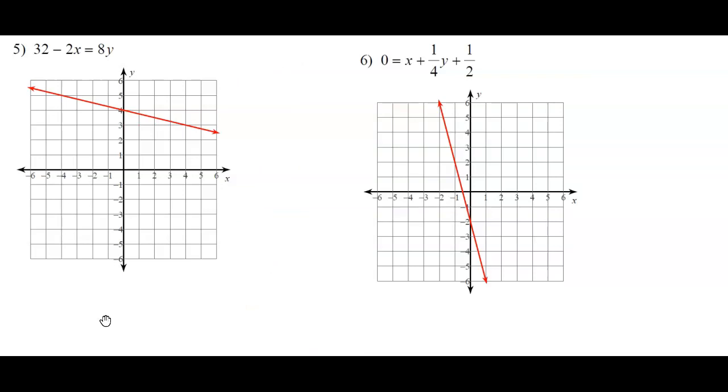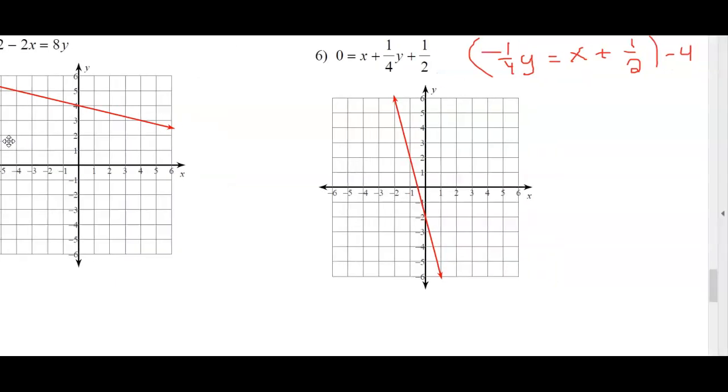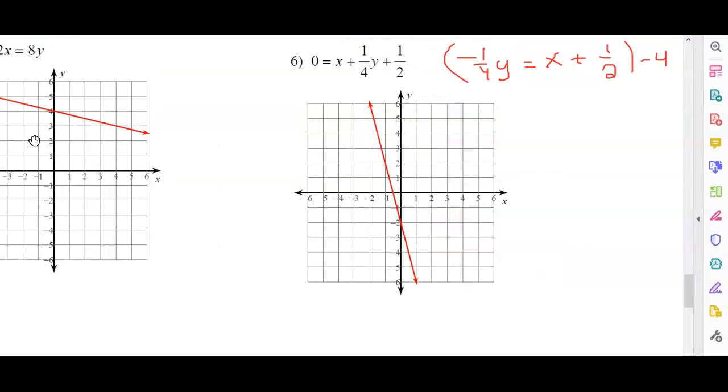Okay, and similarly in number 6, you could move over your terms. So maybe we subtract 1/4 y, giving x plus a half. We know that we can't have that fraction, so you multiply everything by negative 4 to make the y value a positive whole number. So then that gave y equals negative 4x minus 4 times a half, which is 2. And we can see here y-intercept negative 2. And my slope is going up 4 and left 1, or down 4 and right 1.